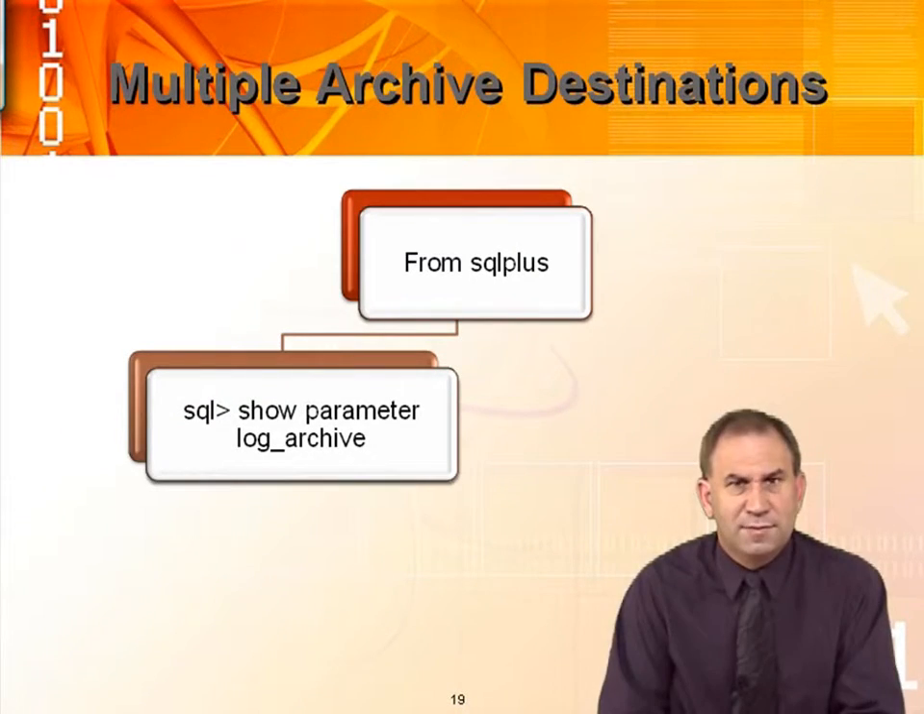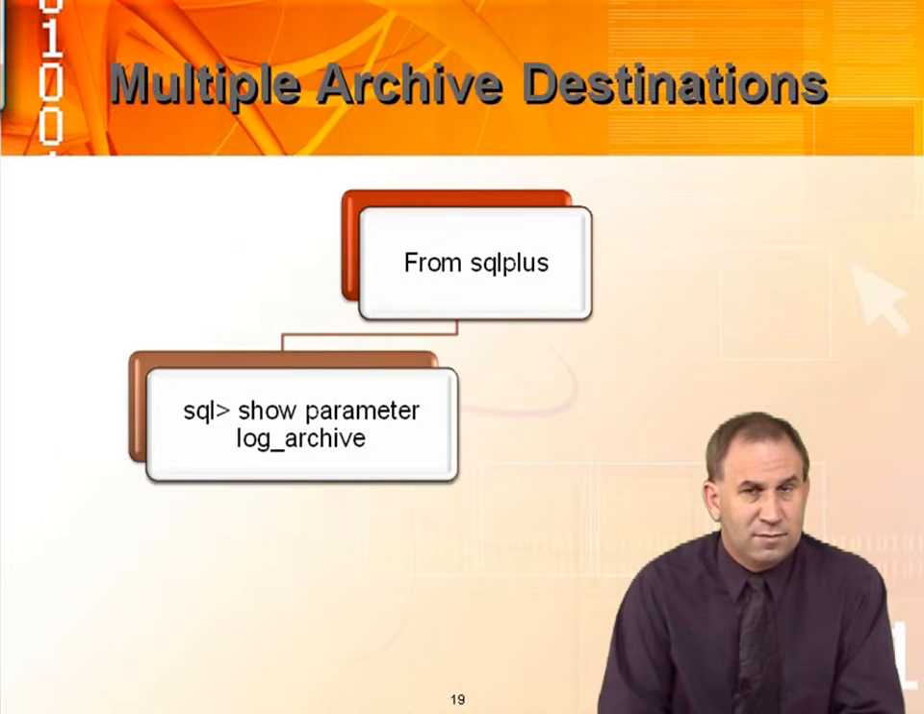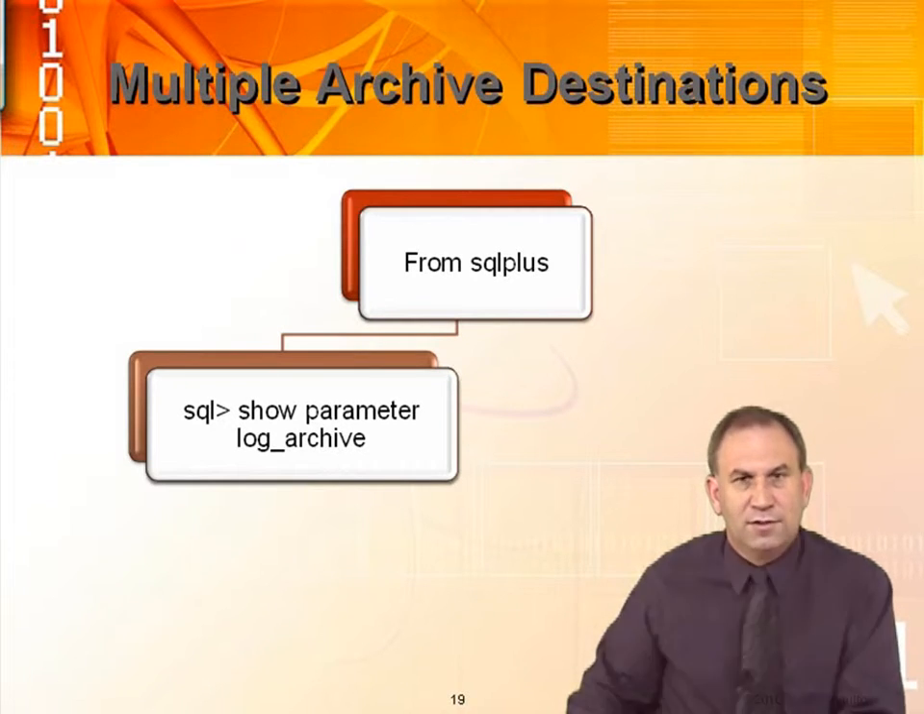Within SQL*Plus, if you want to see specific archive log destinations, you can log into SQL*Plus as system or sysdba and issue the command show parameter log_archive. Log archive will show all of the destinations that your Oracle database is currently writing to.